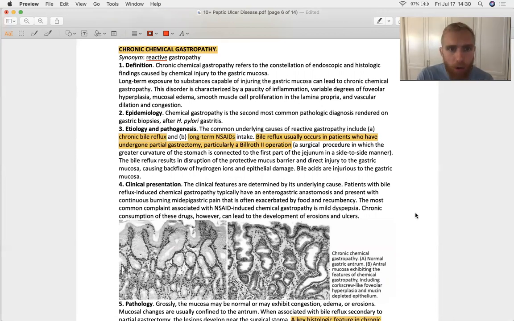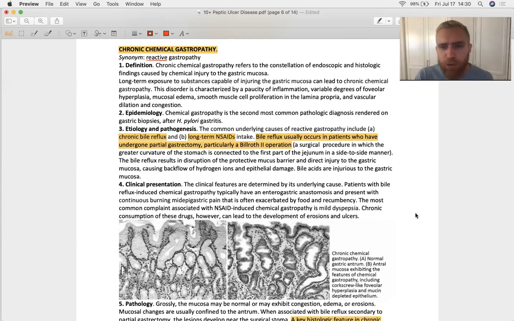The causes of reactive gastropathy overlap a little bit with your acute hemorrhagic gastropathy, particularly with nonsteroidal anti-inflammatory drugs. But then there are a couple of etiologies, mechanisms unique to the pathogenesis of chronic chemical gastropathy that you don't see in acute hemorrhagic gastropathy. And those are bile reflux, well, just bile reflux. I had two things highlighted. I thought I was about to say two things, so I led into that.